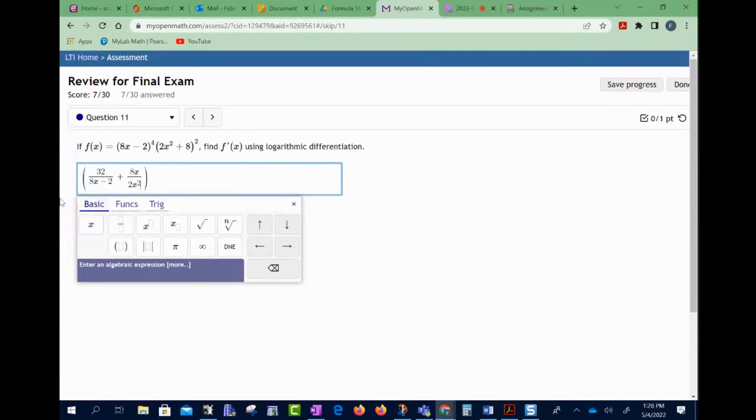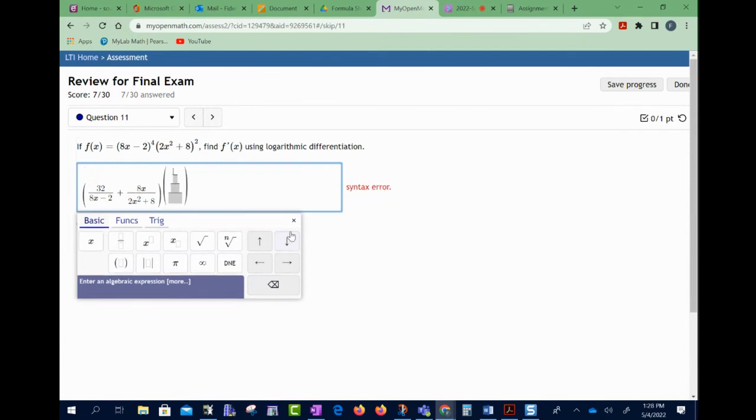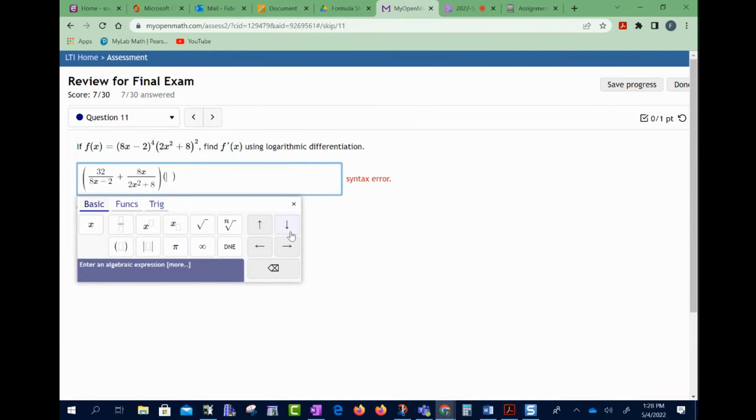This plus 8. There we go. Okay, and then all that was being multiplied by the original problem, right? Let's see, let's do it this way.